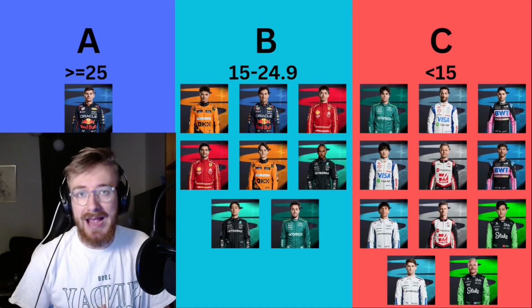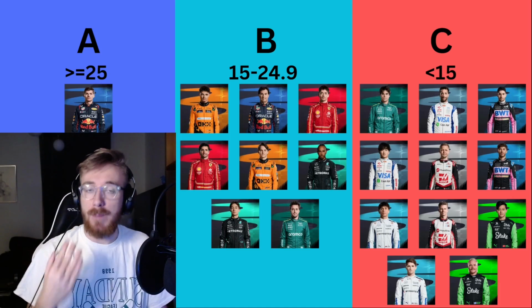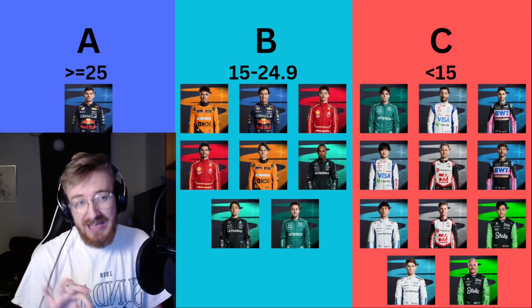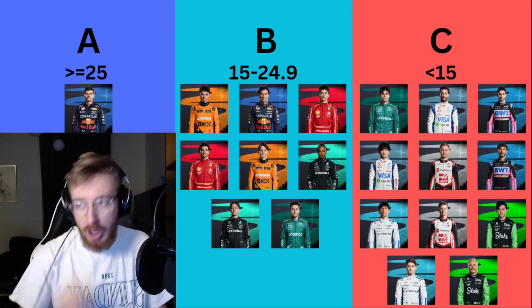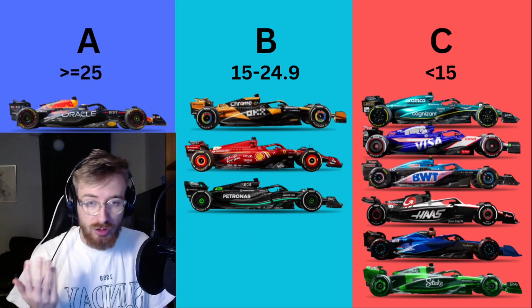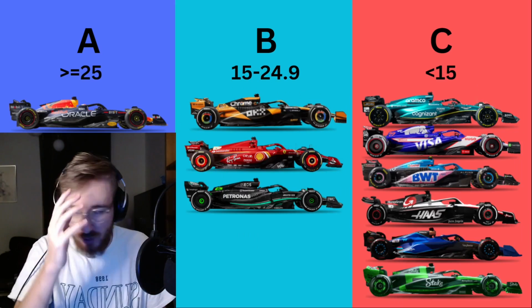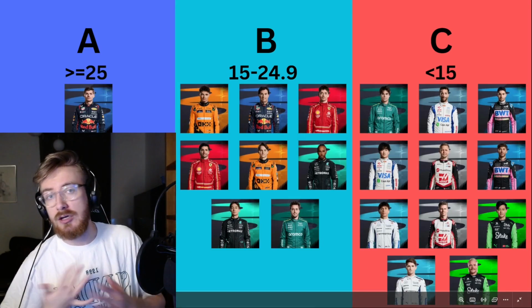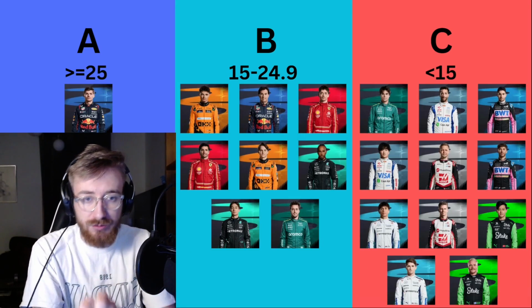So in the A tier, we have 25 million and above. In the B tier, we have from 24.9 down to 15 million. And in the C tier, we have everything below 15 million. And this goes for both drivers and constructors. So here we have all the constructors sorted into their current tiers, and there we have all of the drivers sorted into their current tiers.